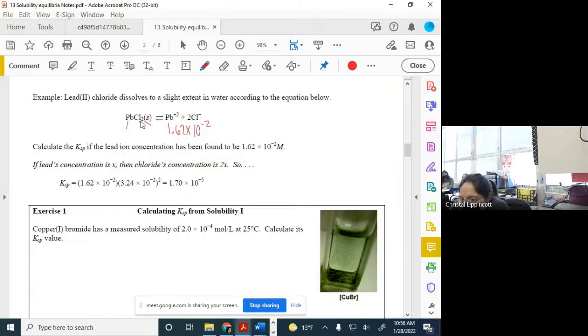Okay, so for every one of these that breaks up, we're going to end up with 2 CLs and 1 PB, right? So if we generate this much PB, we have to generate what for this? Twice as much. So I'm going to remember that my KSP is going to equal this value times this guy, but twice as much, squared. You have to double it and square it? Uh-huh. This is very similar to the stuff we were doing before. Yes. That's why it's all in the same unit.